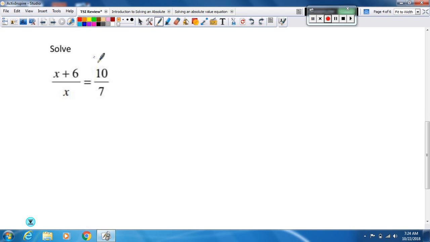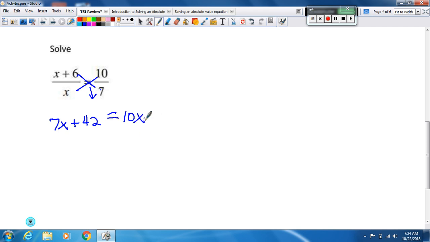Okay, this next one, what I'm going to do is go ahead and cross multiply. But when you cross multiply the 7 times this, it's got to be times everything else opposite of it. So in other words, 7 times x is 7x, and 7 times 6 is a positive 42. Once you've multiplied that out, then you bring down your equal sign, and you go the other direction. So 10 times x is 10x.